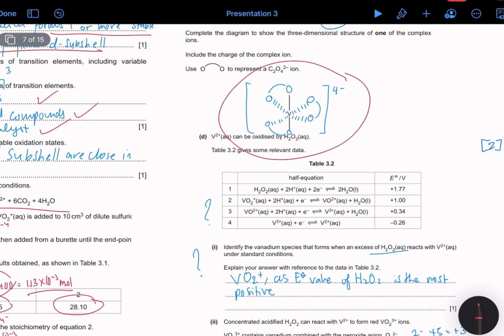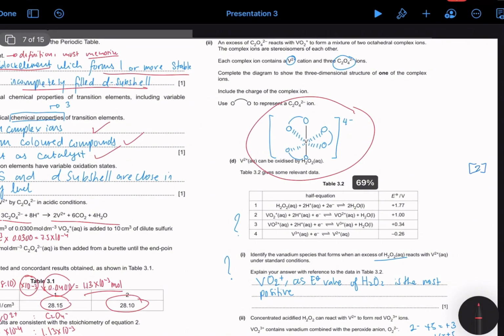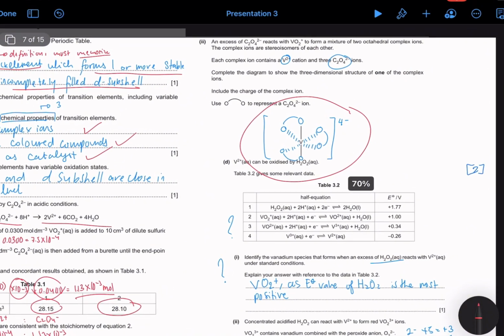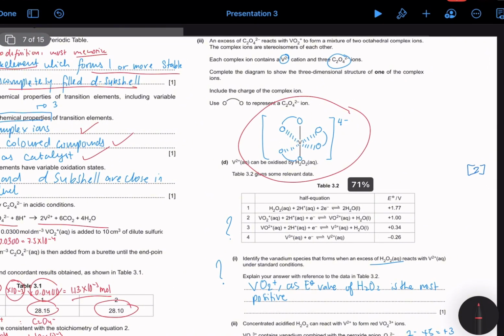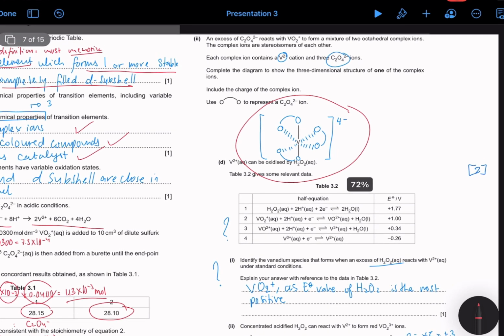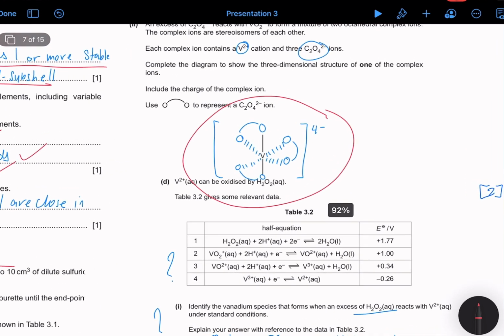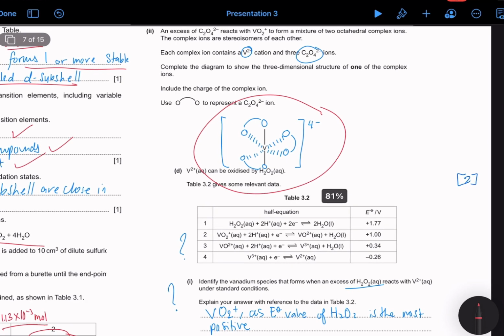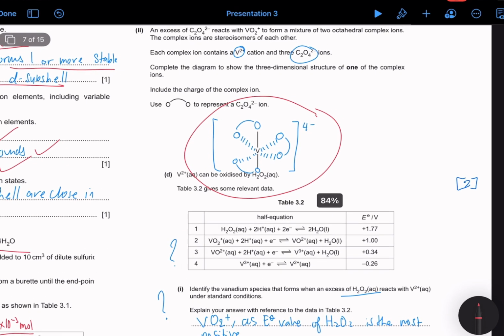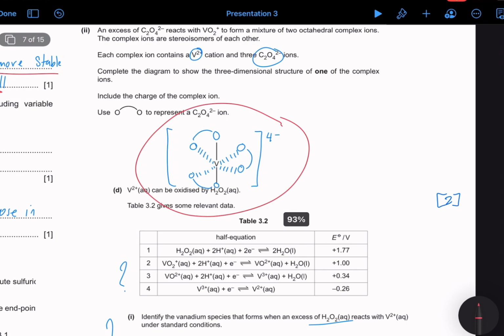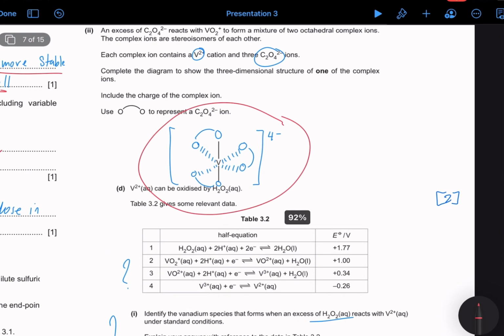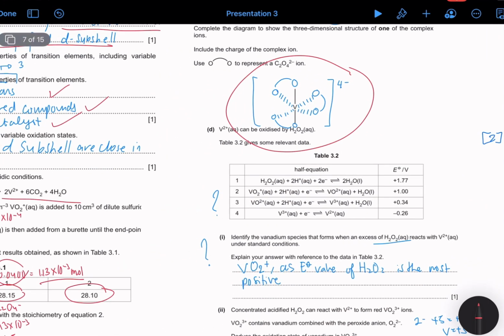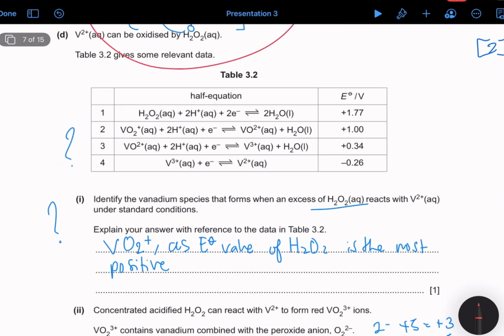This one. And as you can see, it's bonded to a central cation. And you can see 3 C2O4 2- ions. And the overall charge is 4 minus, because you have 3 times minus 2, which is -6, and plus 2, that would be -4. So that's why the charge is -4.